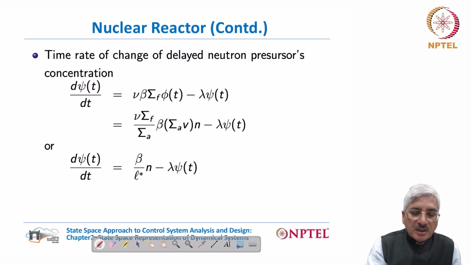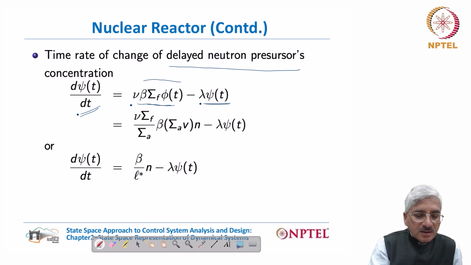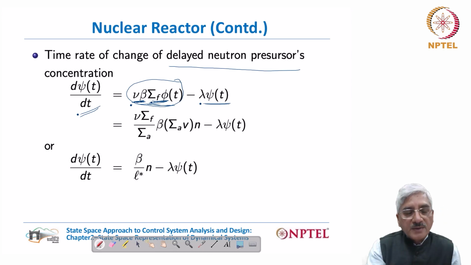Coming to delayed neutron precursors, their rate of change is their rate of formation minus their rate of decay. Formation is dependent on the fission rate and the fraction coming out of each fission. So Σf φ ν β is their production rate, the formation rate, and λψ is their decay rate.